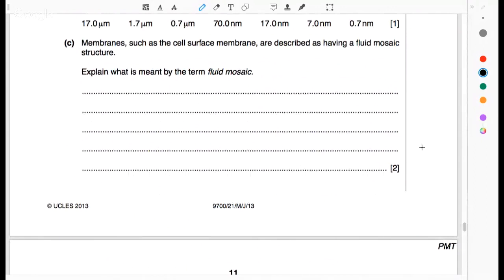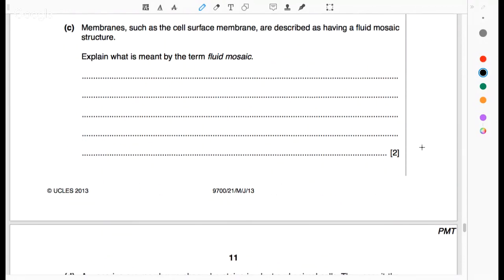The cell surface membrane is described as fluid mosaic. Okay, so very standard question. Fluid is due to the lipids and certain proteins being able to diffuse throughout the membrane, and mosaic comes from the irregular arrangement of different sized proteins within the membrane. Perfect.